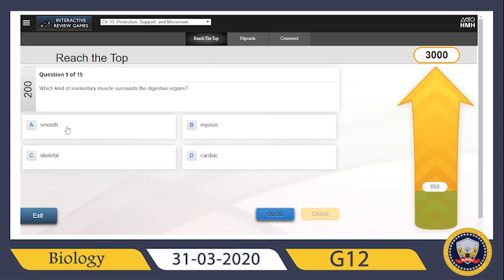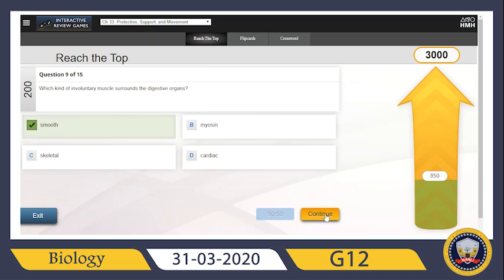Well, the smooth muscles cover the digestive organs and are responsible for involuntary movement. So logically, it's the smooth. Let's check. Correct.